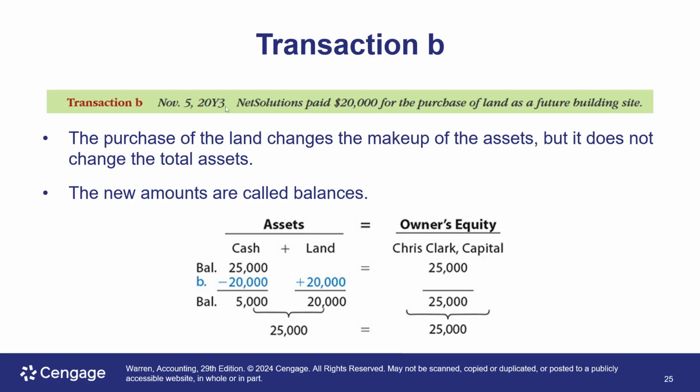Now we're going to assume that Net Solutions paid $20,000 for the purchase of land as a future building site. So the cash is going to have to decrease $20,000, and the land will increase $20,000. So the left side of the equal sign, the assets, will still equal $25,000: $5,000 in cash, $20,000 in land, and Chris Clark's capital account did not change.